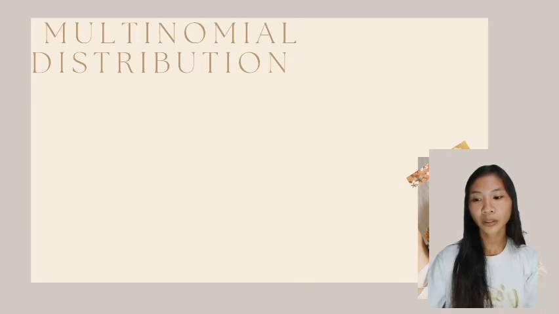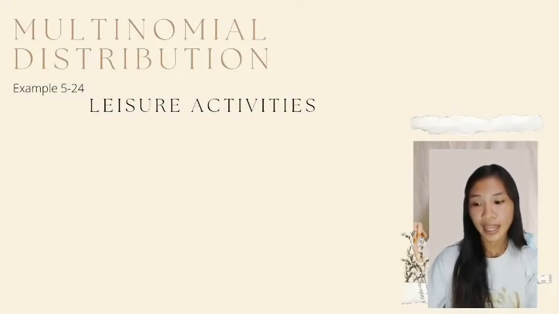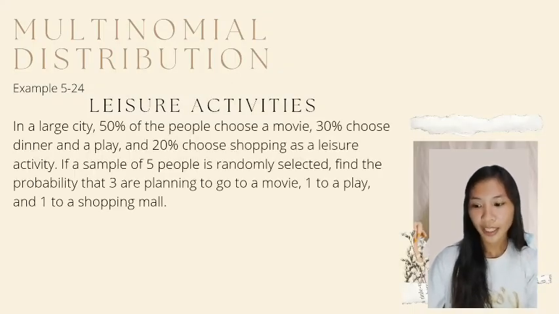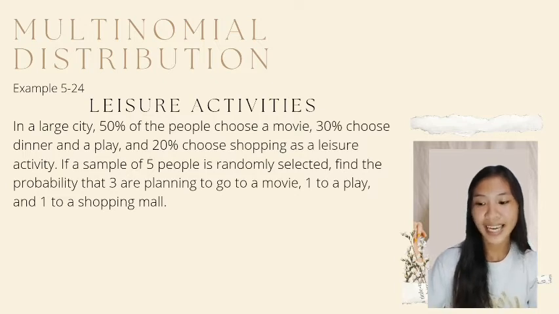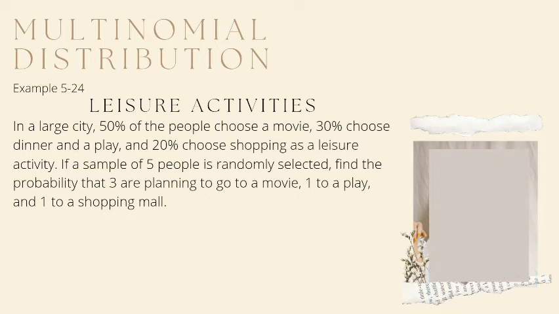Example of a multinomial distribution is the leisure activities. In a large city, 50% of the people choose a movie, 30% choose dinner and a play, and 20% choose shopping as a leisure activity. If a sample of 5 people is randomly selected, find the probability that 3 are planning to go to a movie, 1 to a play, and 1 to a shopping mall.